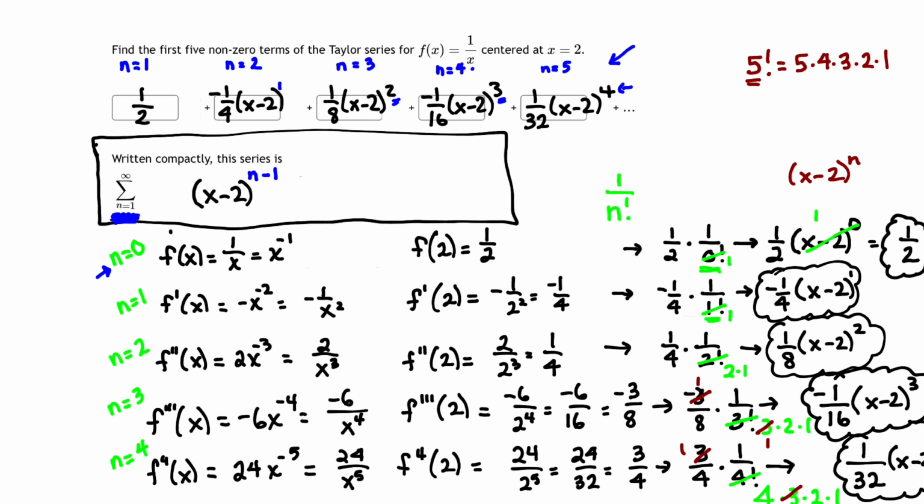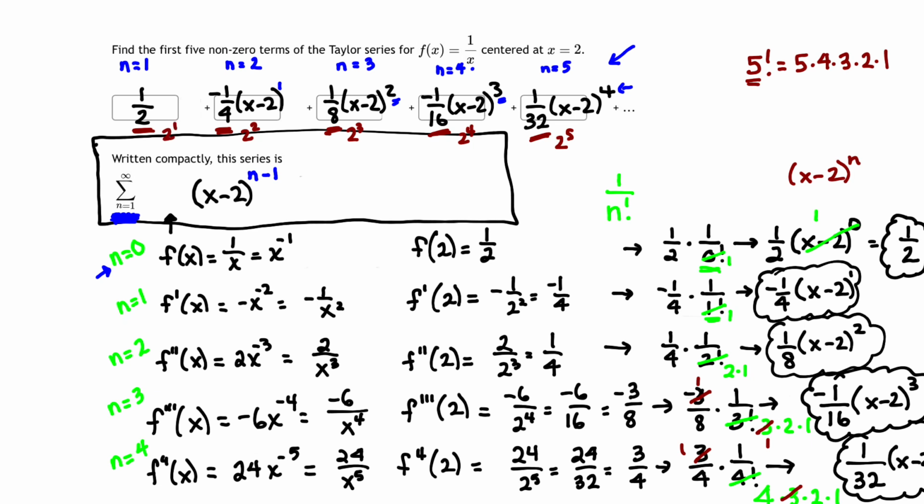What about the stuff in front? What about our coefficients? Do you see a way to describe the numbers 1/2, negative 1/4, 1/8, negative 1/16, and 1/32? Well, notice 2, 4, 8, 16, 32. Those are all powers of 2, aren't they? Specifically, 32 is 2 to the 5th. 16 is 2 to the 4th. 8 is 2 to the 3rd. 4 is 2 to the 2nd. 2 is 2 to the 1st.